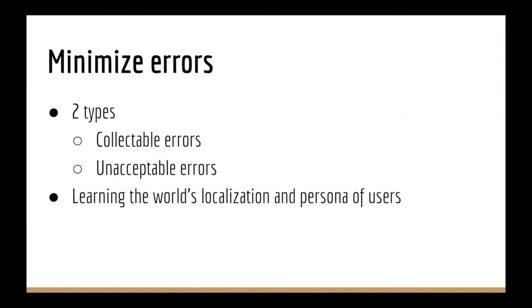The fourth is minimizing errors. Errors can be separated into two types, which are acceptable and unacceptable errors. The design can make errors, but how can we make the fewest errors in our interface? Learning about the world's localization and the persona of users can help us avoid some disagreement from the users. In the game, we can see that the story they created is based on the history of South America. To avoid errors, they studied that history and made it believable before building up the story.